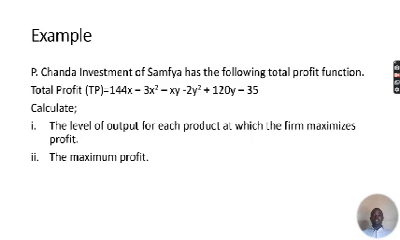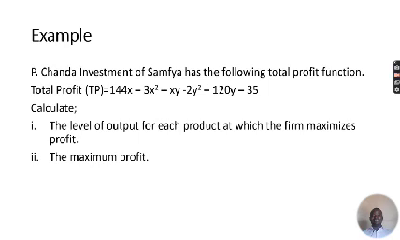Now, considering the profit function given, we have two products in that function. The first product is X, and the second product is Y. Question number one is asking us to calculate the level of output for each product, that is product X and product Y, at which the firm will maximize profit.